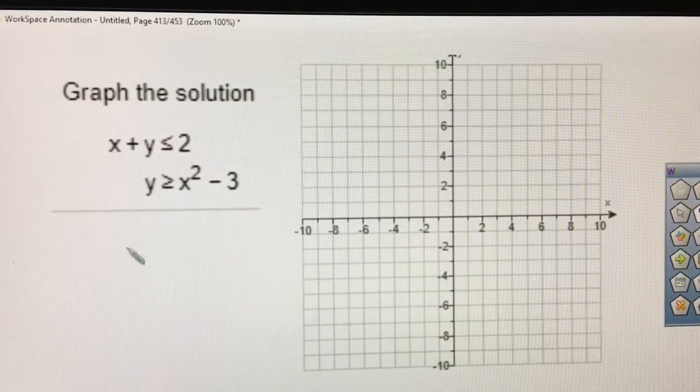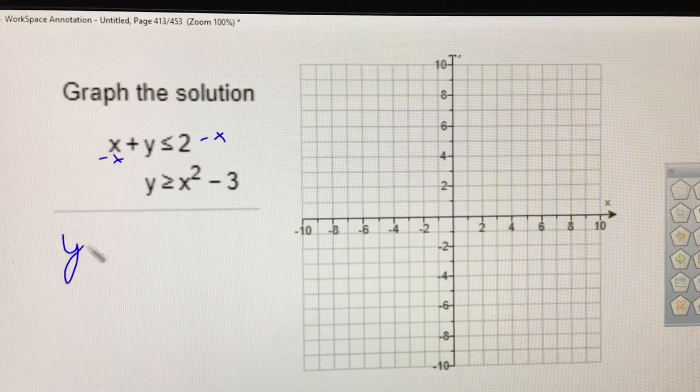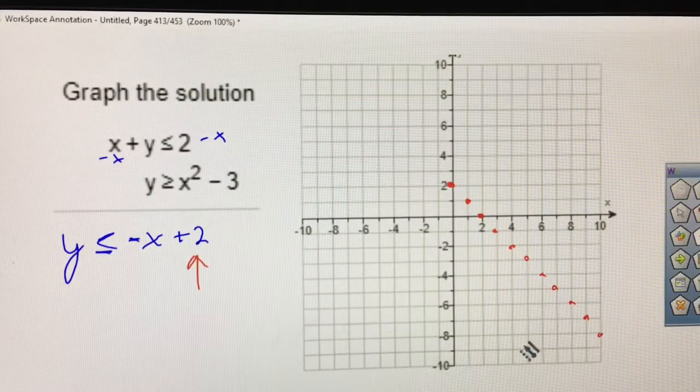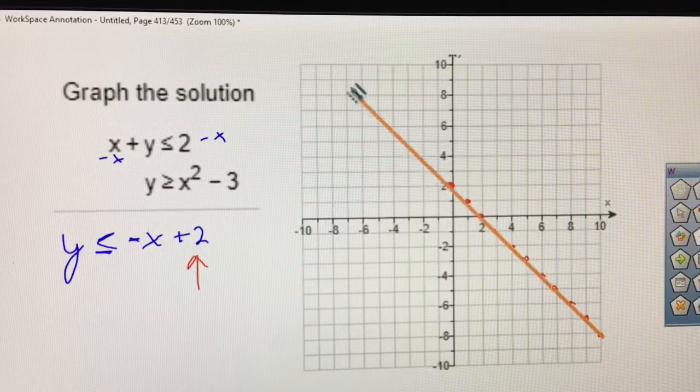Two lines. This one's a quick move. So I'm going to subtract x from both sides, and that's going to give me y is less than or equal to negative x plus 2. So that's it. It's got a line under it, so it's going to be a solid line, negative slope, and I begin at y value 2. So I go to y value 2, and I go down 1 over 1, down 1 over 1, down 1 over 1, and so on. Let's draw that solid line.